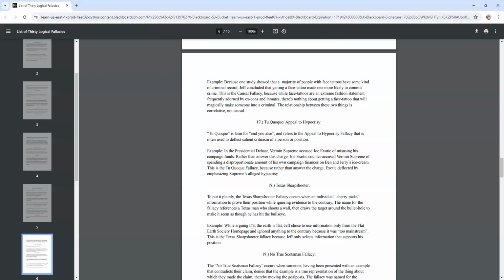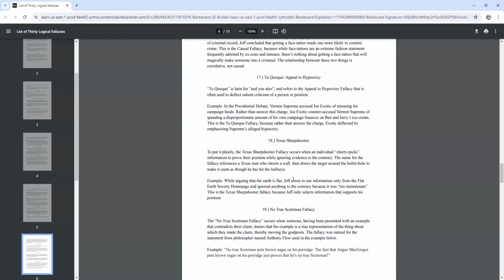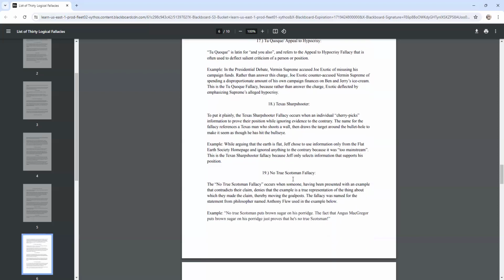Number 18, Texas sharpshooter. To put it plainly, the Texas sharpshooter fallacy occurs when an individual cherry picks information to prove their position while ignoring evidence to the contrary. The name for the fallacy references a Texas man who shoots a wall and then draws the target around the bullet hole to make it seem as though he has hit the bullseye.